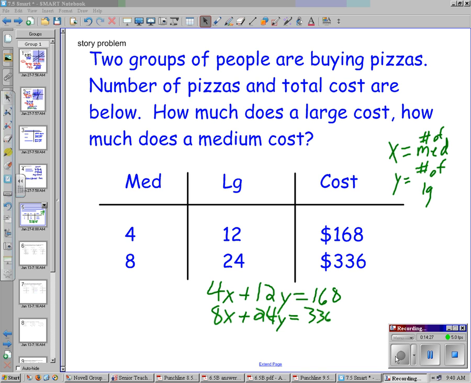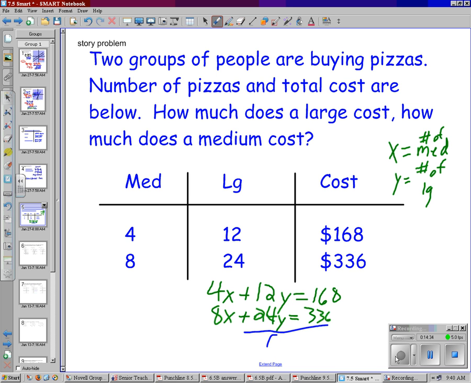0, 0. They all cancel out. What kind of statement do you get at the bottom? 0 equals 0. So how many different answers are there to this problem? Infinite number. Infinite number? Or no answers.